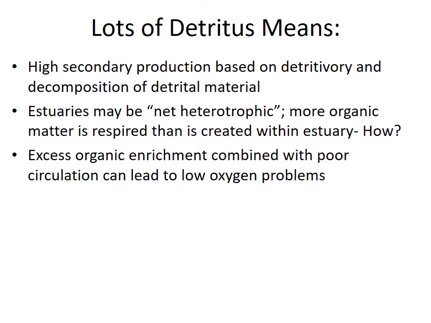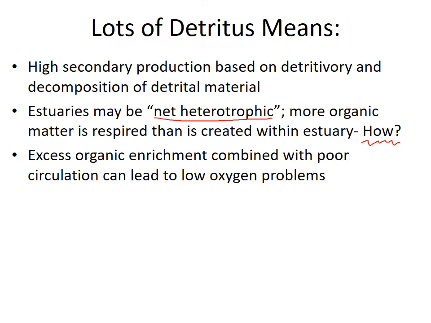And you can actually have an estuary be net heterotrophic, meaning that there's more organic matter being broken down, respired, than is actually being created within the estuary. How is that? It's because not all of the organic matter in an estuary was actually produced in the estuary, because of the allochthonous productions. That means that all of the organic matter being swept down from the land or brought in from the oceans is also being decomposed in the estuary.